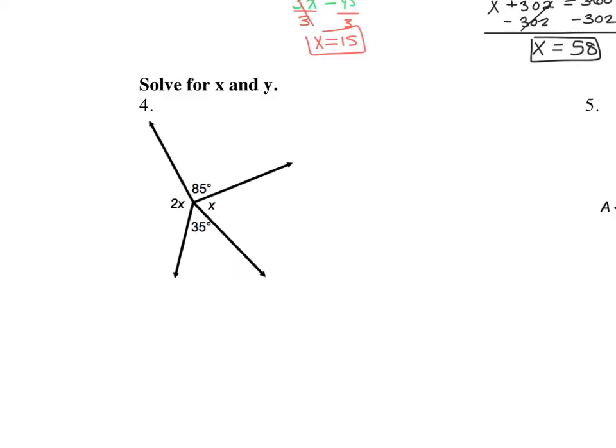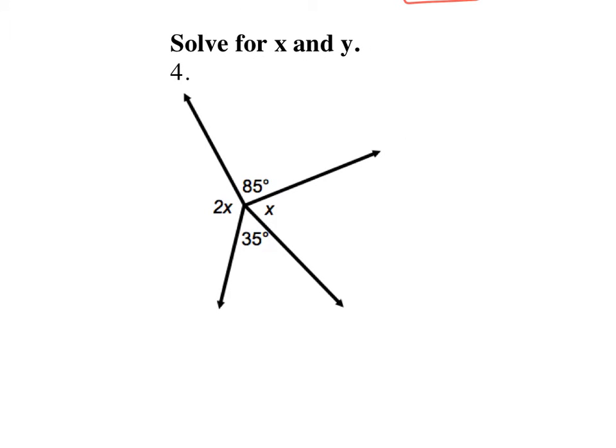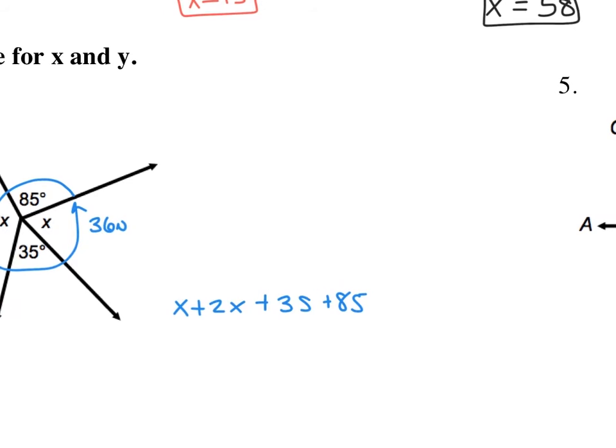Let's go on to these next examples, where in a few of them we actually have x and y thrown in here. So if I look at this visual, you might have thought you saw some vertical angles, but I actually don't have any vertical angles because I don't make a perfect V. So whenever you can't make vertical angles, your go-to should be angles around a point add up to 360. So what I'm going to do is add all these angles up and set them equal to 360. So what I really am dealing with is x plus 2x plus 35 plus 85 equals 360.